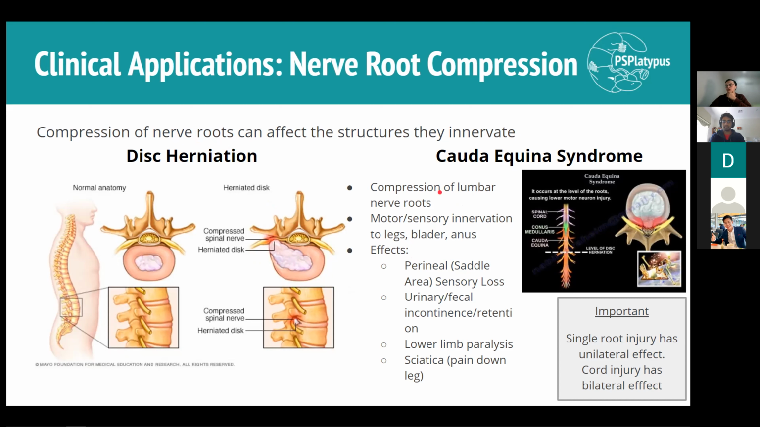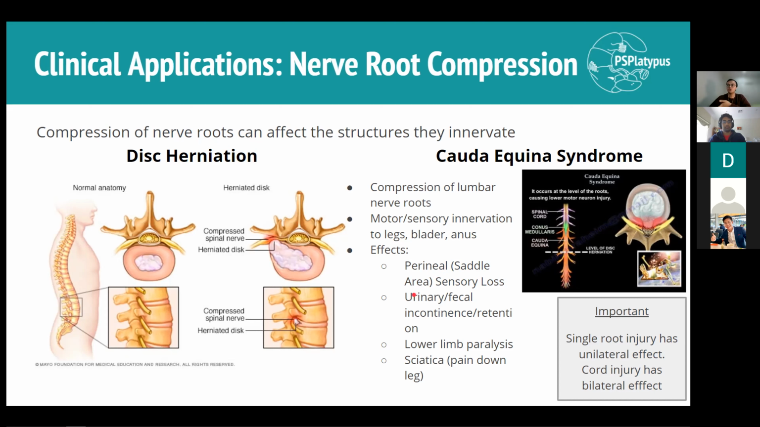Which is where compression of your lumbar nerve root, which again can be caused by disc herniation, for example, leads to motor and sensory innervation loss to the legs, bladder, and the anus. I've spelled bladder wrong there. I'll fix that up again as well. But it leads to a loss of innervation to those structures, both motor and sensory, which means you can't feel and move them as well. So you're going to have sensory loss in your perineal area, which is the saddle area between the genitals and the anus.